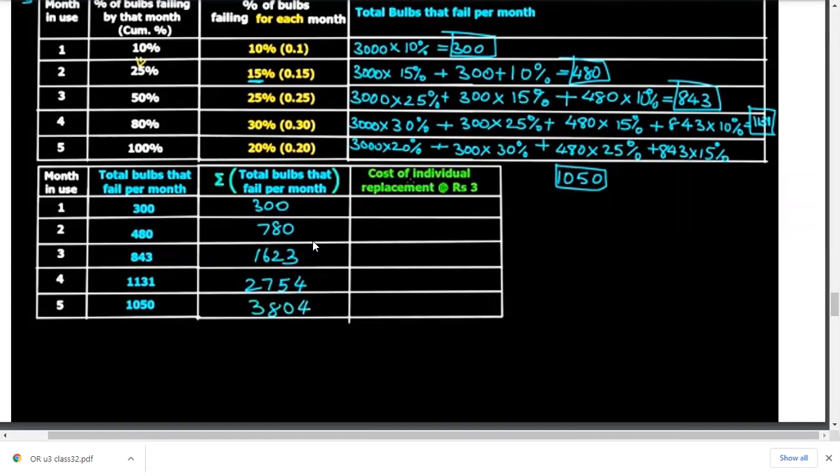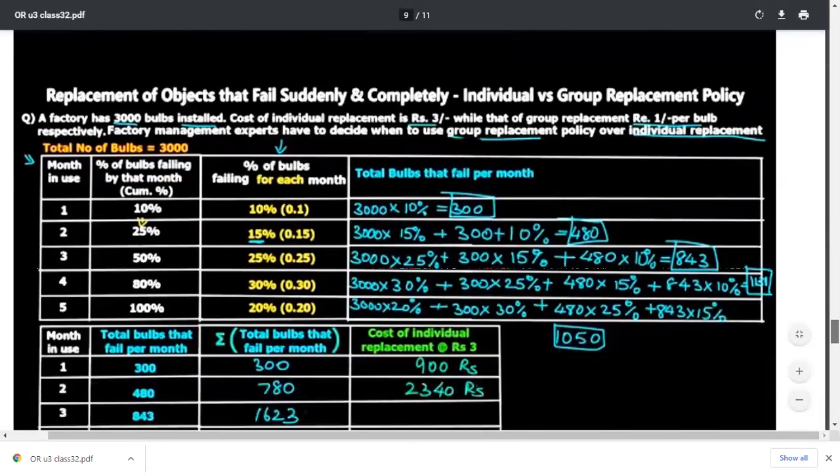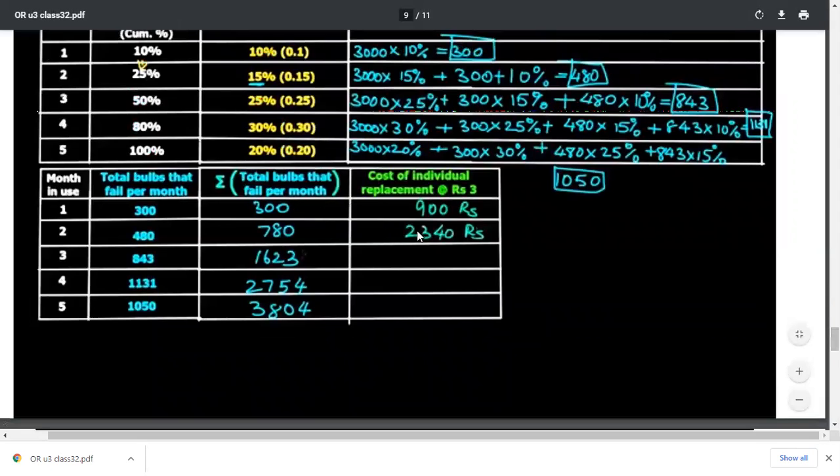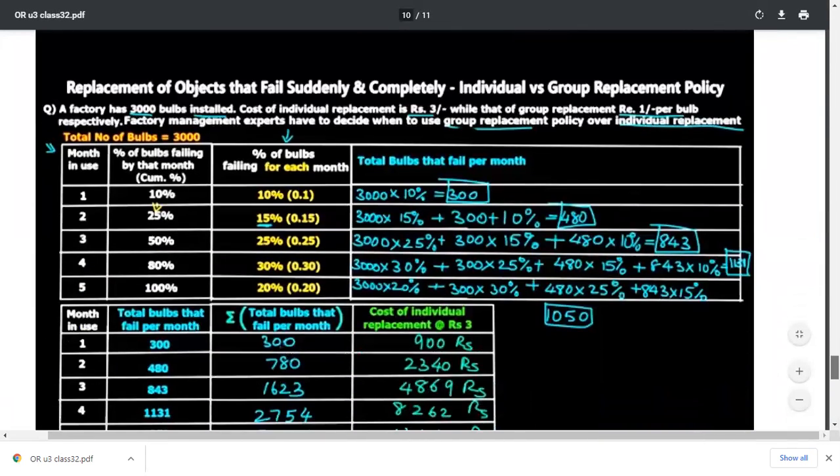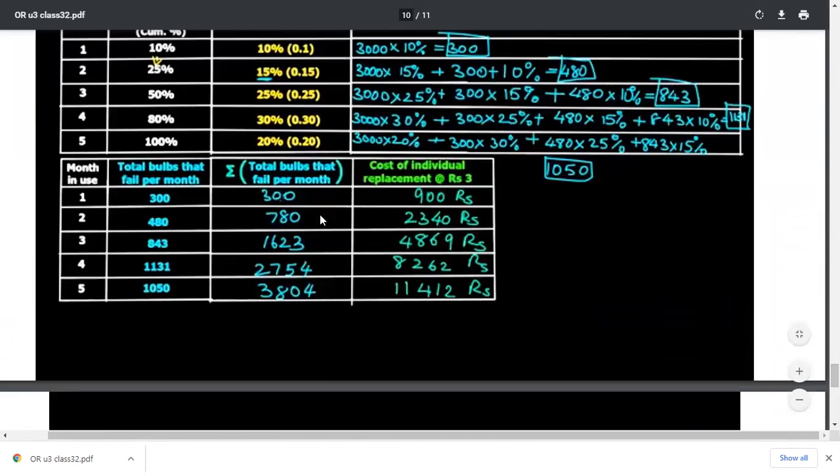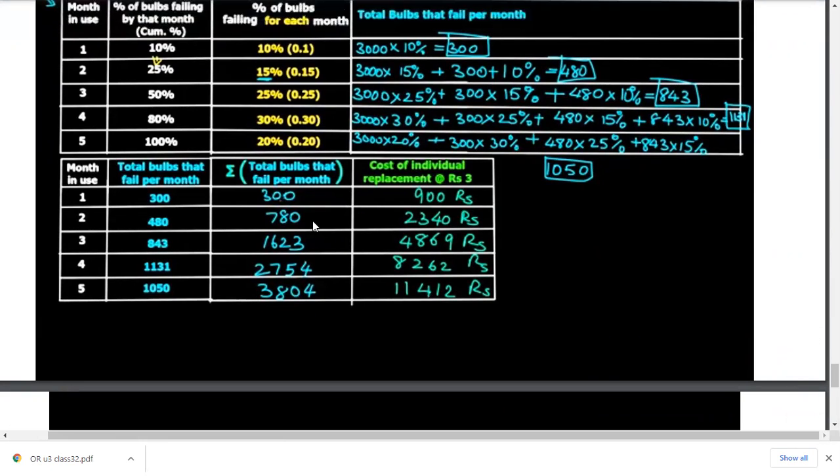3804 bulbs. So now 300 into 3 is nothing but 900. So 300 into 3 is 900, 780 into 3 is 2340 rupees, and 1623 into 3 rupees is nothing but 4869 rupees, and for the fourth month 2754 into 3 rupees is nothing but 8262 rupees, and 3804 into 3 is equal to 11412 rupees. Now we compare which is better.